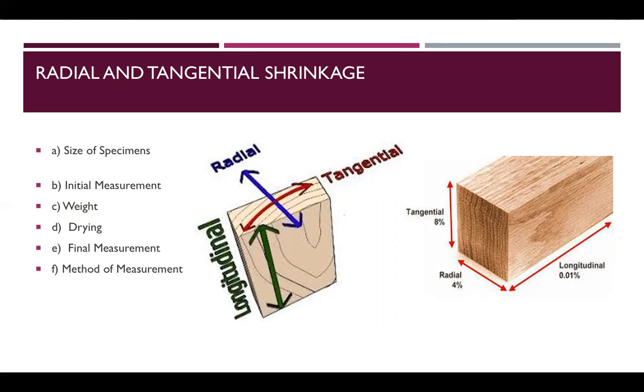For the final measurement, measure the mass and the length of the oven dry specimen. The method of measurement is shown in the figure, which illustrates the method of making the radial and tangential shrinkage measurement. It requires an accuracy for this measurement.